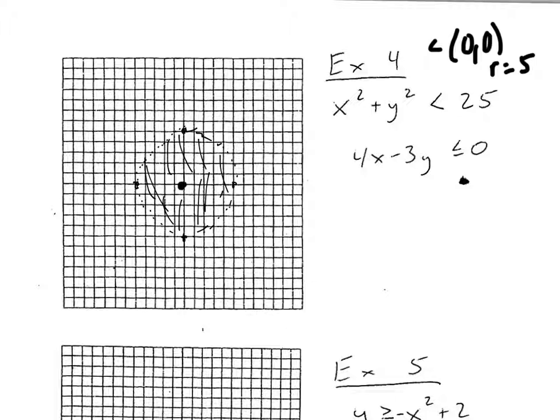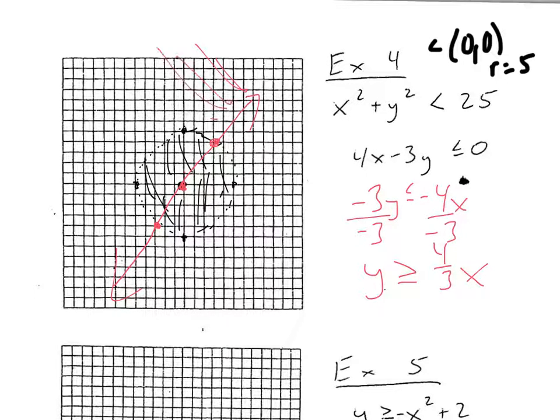All right, the second one, let's solve for y. I'm dividing by -3, so I have to remember to flip the sign. So y is greater than or equal to 4/3 x. The y-intercept is 0. Nothing's added on the end. And I will go up 4, right 3, and you can go down 4, left 3 if you want. Solid line because it's equal to. Don't forget about that. And it's everything above this red line.